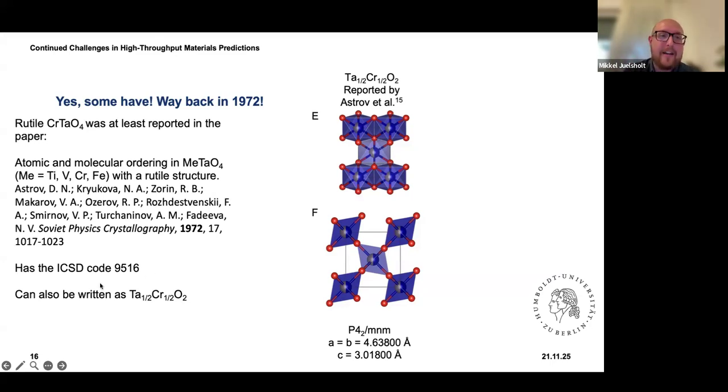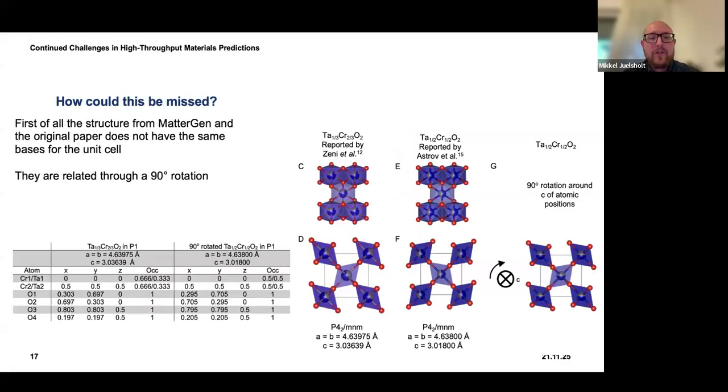And the ICSD was a part of the training data set for MatterGen. And I think this was really the big problem, right? That MatterGen predicts that this is a new material, but in reality it's not. It's actually something that MatterGen has seen before, which kind of defeats the whole purpose, right? So the question is, of course, how can you miss this?